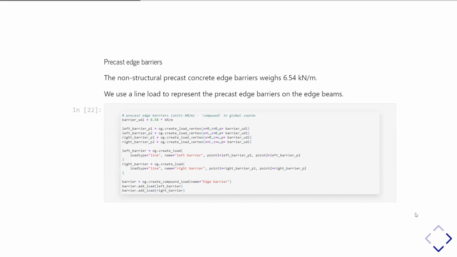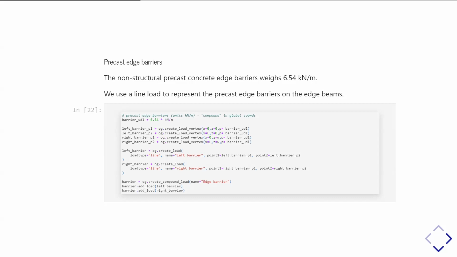So for precast edge barriers, it's gonna be assigned at the edges of the model. The left and right edge of the model along the bridge. And so we want to use a line load, which is more appropriate to model our precast barriers on the edge of the edge nodes here. So we use the line load.